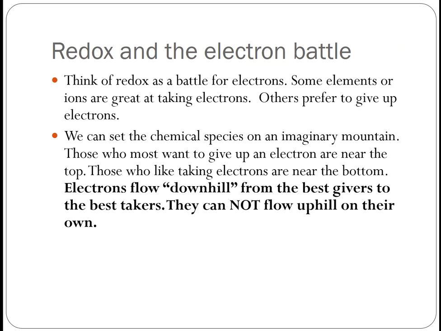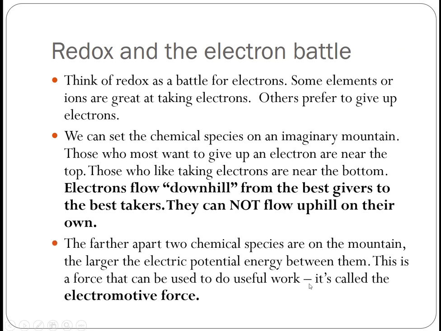They cannot flow uphill on their own. So electrons are going to go from a higher energy state to a lower energy state. That's the direction they tend to go if they can, and they can't go uphill without help. The farther apart two electrochemical species are on this mountain, the bigger the electropotential energy difference between them. And there's a force here that can be used to do useful work, which is called the electromotive force.